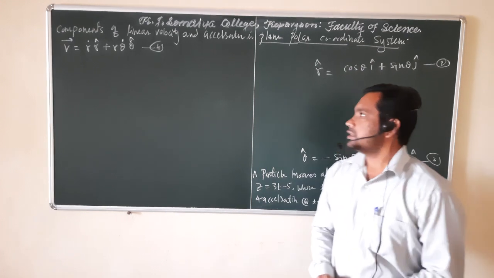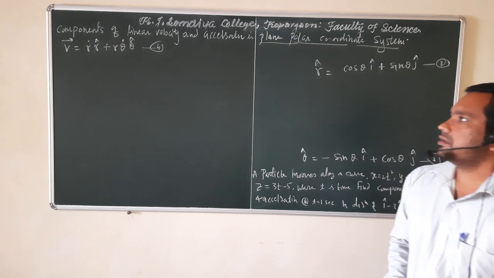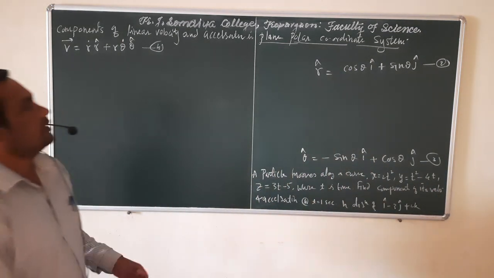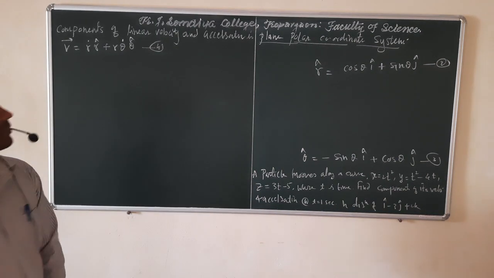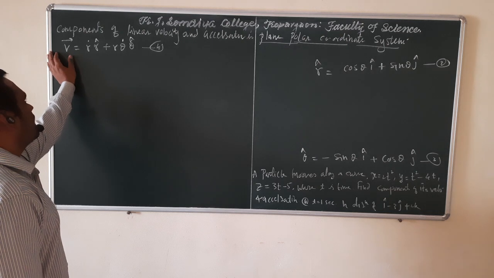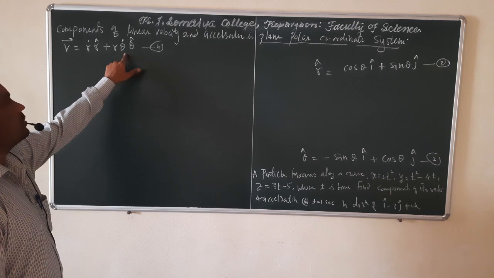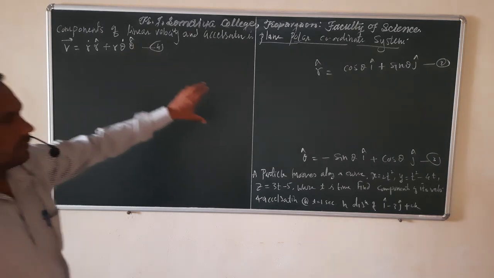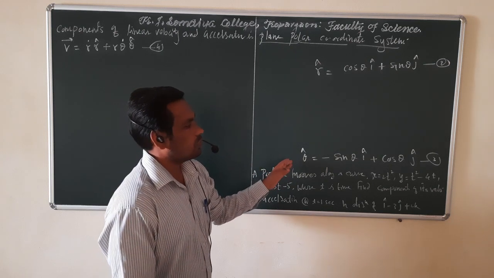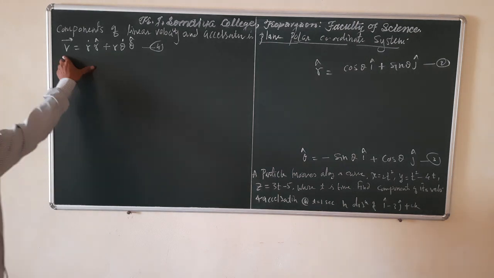Good morning, dear students. We are continuing our last lecture, which is on components of linear velocity and acceleration in plane polar coordinate system. So we derived the equation for velocity as vector v is equal to r dot into r cap plus r into theta dot into theta cap, where r cap and theta cap are given by equations 2 and 3. Okay. Now, this is the equation for velocity.